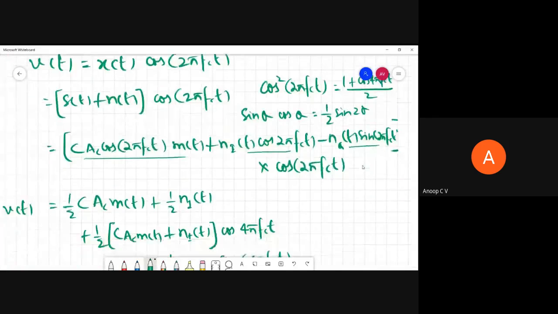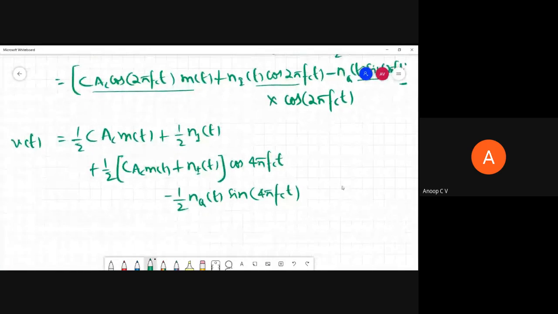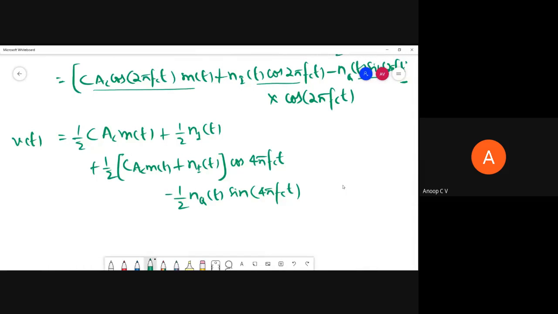So which are the low frequency terms here? We have half c Ac m of t, that is a low pass term. Why?